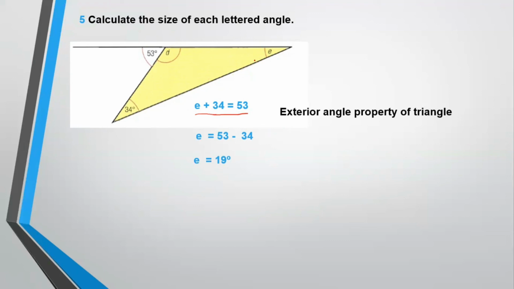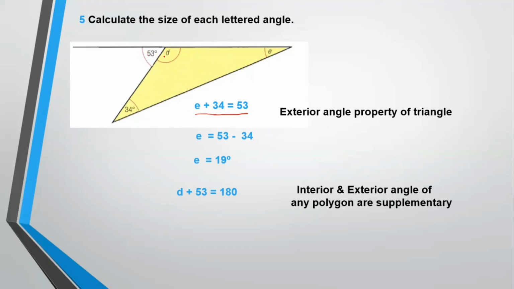Now let us find out D here. So D plus 53 is 180 degrees. As I told you that interior and exterior angle, interior adjacent, these two are the neighboring angles. They fall on a straight line. So sum of these two angles will always be 180 degrees. So interior and exterior angle of any polygon are supplementary. Supplementary means they add up to 180 degrees. Using this, we got the value of D as 180 minus 53, which is 127 degrees.